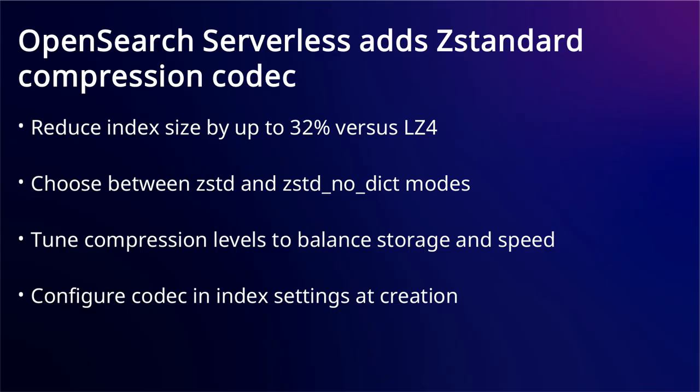You can tune compression levels to match your specific needs, where lower levels like Level 1 provide storage savings with minimal impact on indexing throughput and query latency, while higher levels, like Level 6, maximize compression at the cost of slower indexing speeds. You can configure the codec in your index settings at creation time. This feature is available in all AWS regions where OpenSearch Serverless operates.